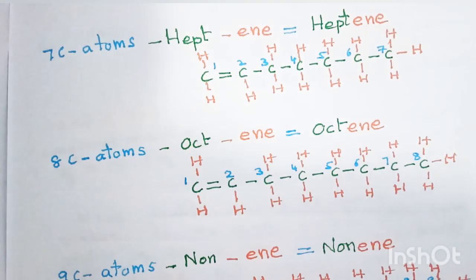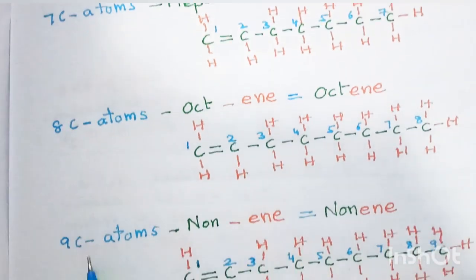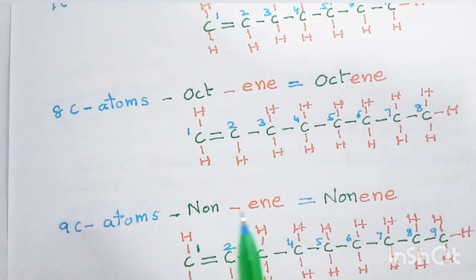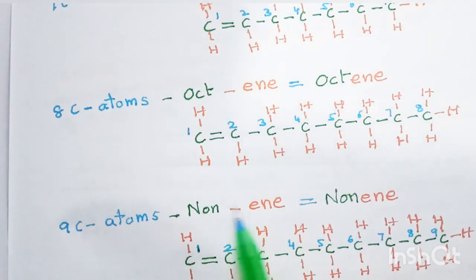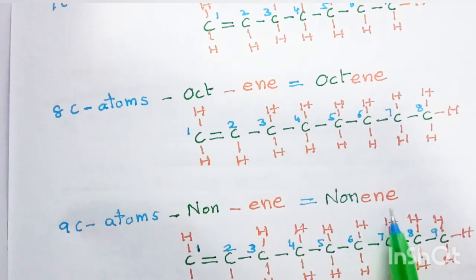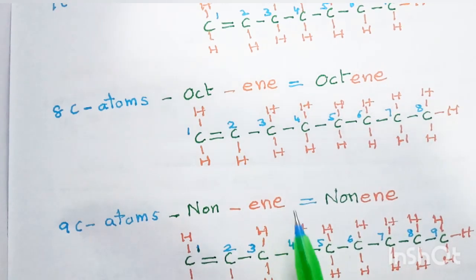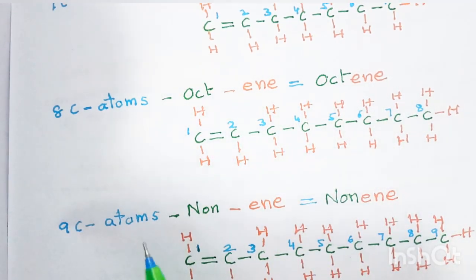So this is the structure of octene. Now an alkene with 9 carbon atoms is called nonene. Non stands for 9. Ene stands for double bond. So nonene is an alkene with 9 carbon atoms attached by carbon-carbon single bonds, except one bond will be a double bond. So we have a structure like this.